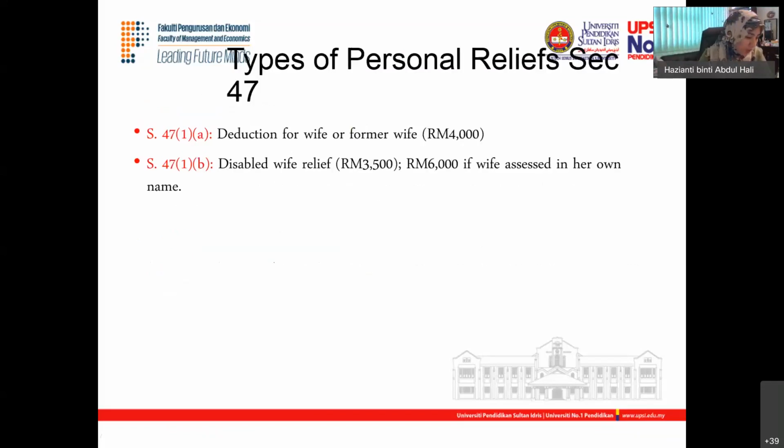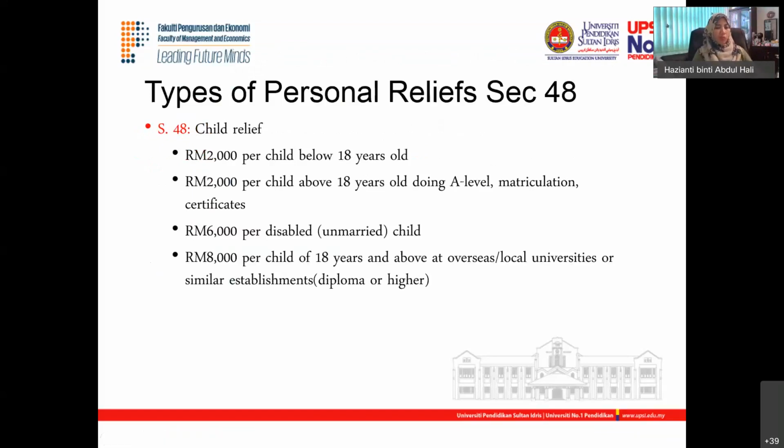Alright, and then next one is section 47, which is for wife, deduction for wife or former wife, 4,000. This is for combined assessment. And if the wife is disabled, additional deduction of 3,500. And next one, section 48, child relief. Okay, child relief, basically for a child below 18 years old, the relief the parent can get is 2,000. Okay, 2,000 per child above 18 years old doing A-level, matriculation certificates, masih lagi 2,000. So kalau buat STPM or A-level or matrix, walaupun above 18, the parents can only claim up to 2,000.